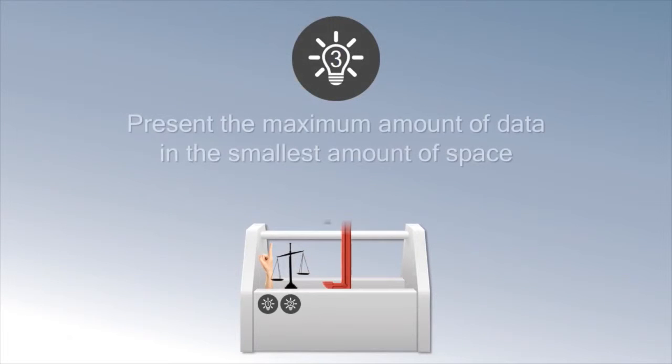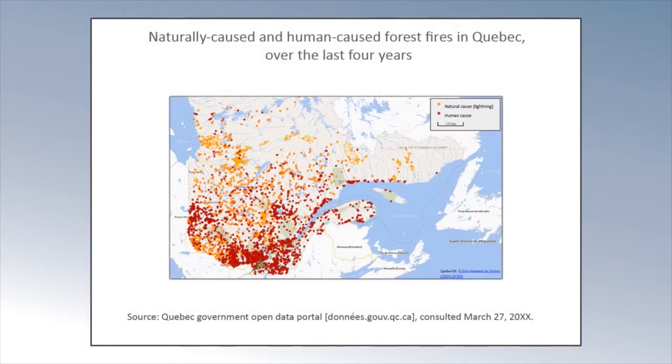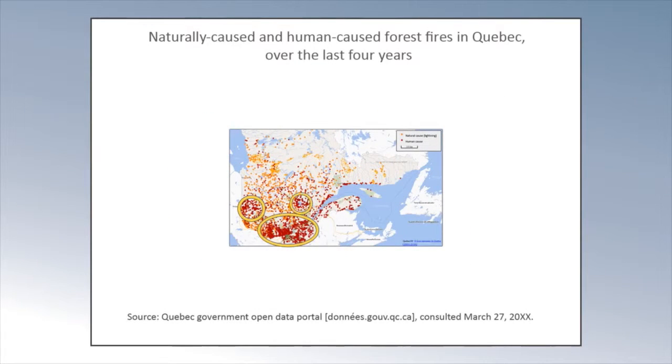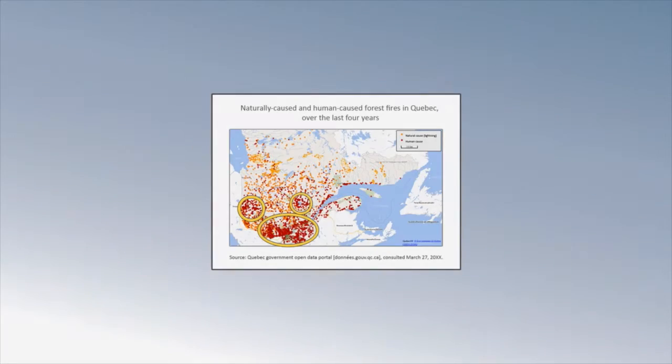Tip number 3. Present the maximum amount of data in the smallest amount of space. Very dense information can be represented in a very small area without losing clarity. For example, the following map uses colored dots to pinpoint certain elements on a given territory and in a predetermined time period. Although these dots lose their sharpness when the map is shrunk, the regions where the target elements are more highly concentrated show up that much more clearly. That is precisely the information we want to show using this type of document.